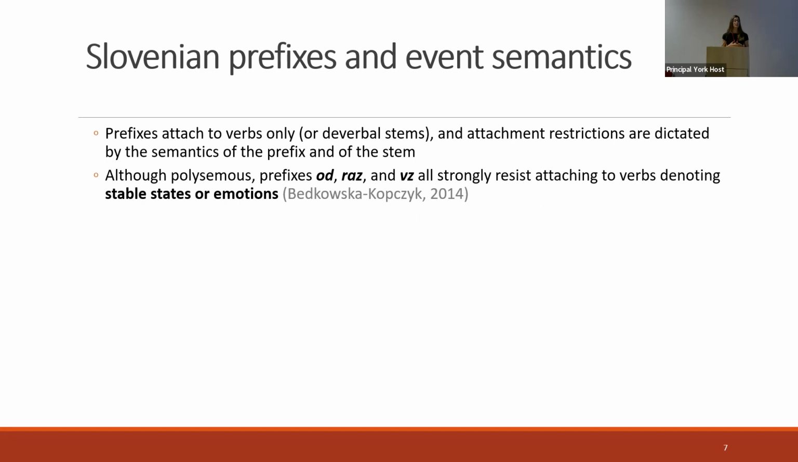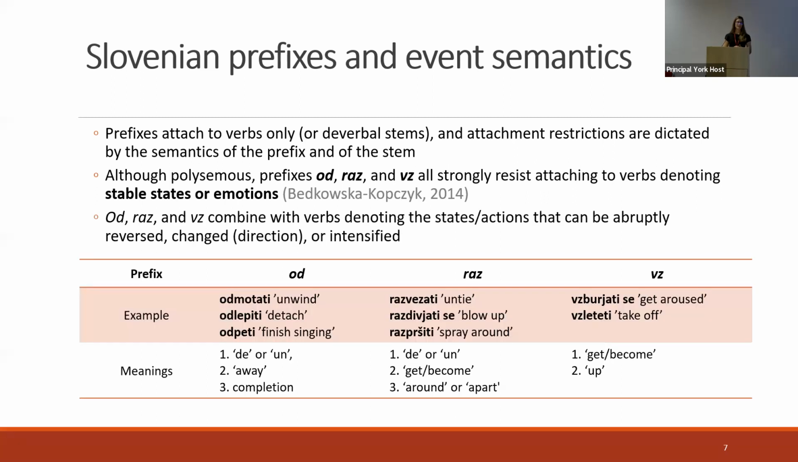So for example, the prefixes od, raz, and uz that we will be focusing on today, although polysemous, as all South Slavic prefixes are, all seem to strongly resist attaching to verbs that denote stable states or emotions. But what they like is attaching to actions and sometimes states or emotions, but those that can be abruptly changed, reversed, or intensified all of a sudden.